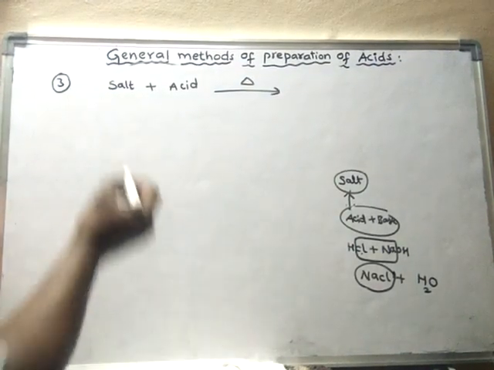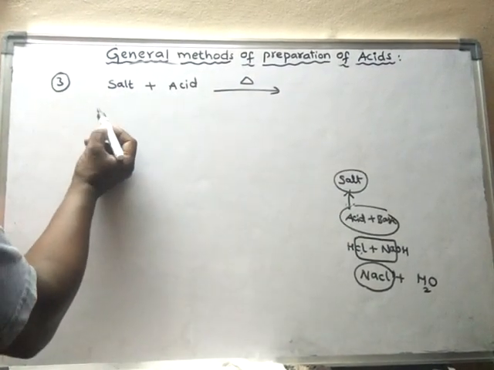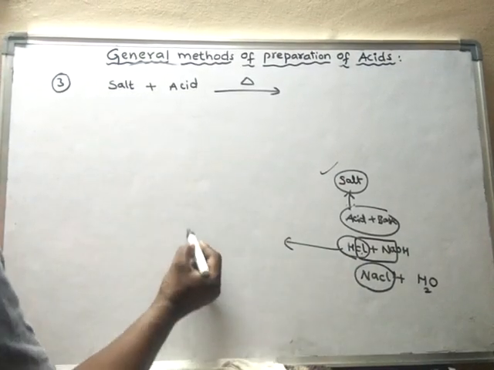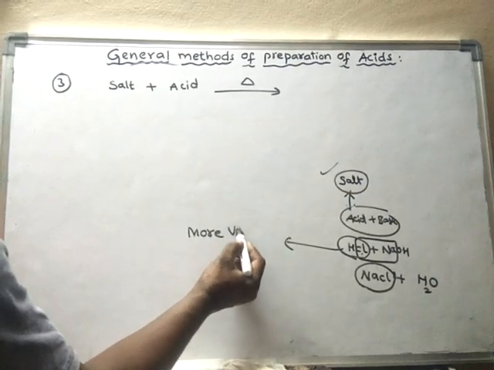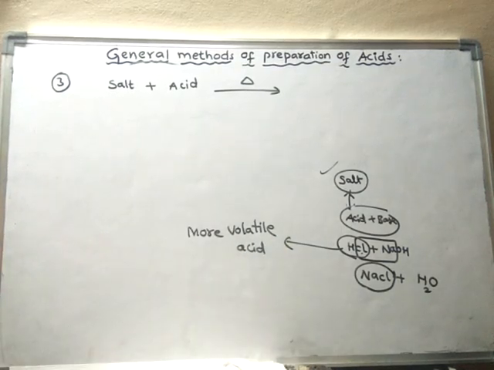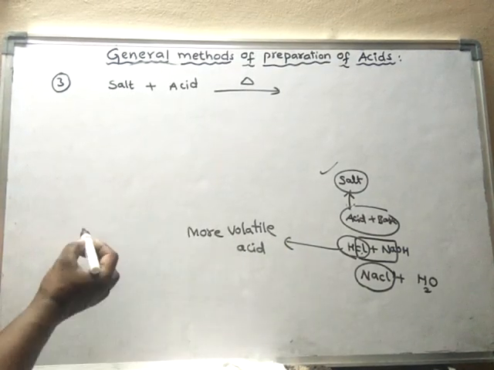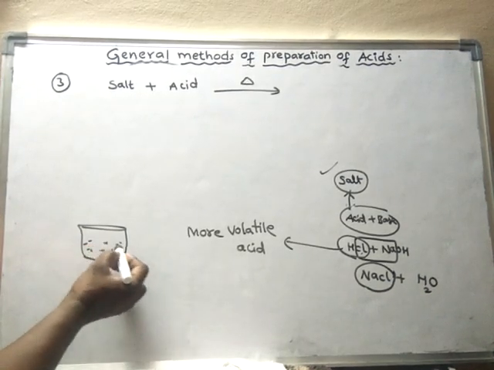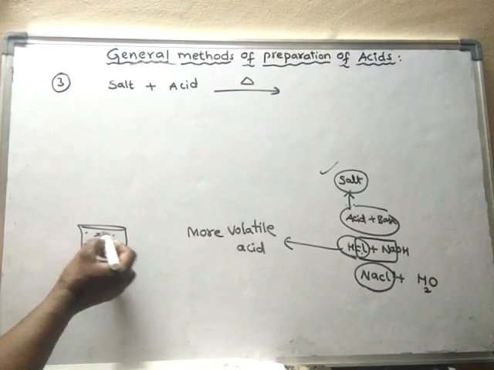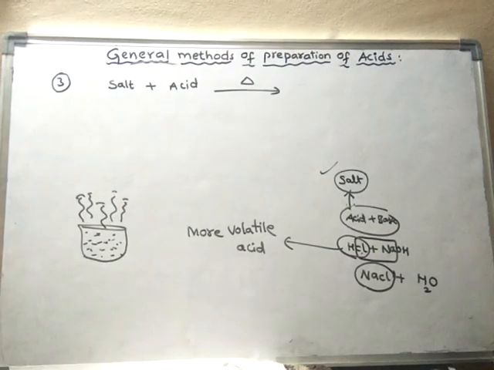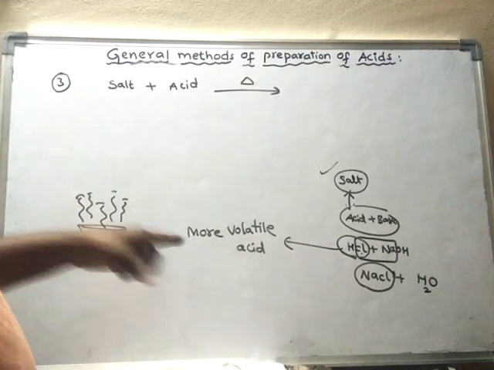The thing here is this salt should be obtained from a more volatile acid. What is the meaning of more volatile acid? That means if you take an acid, and that acid readily converts into vapor under normal conditions, then such acids are said to be more volatile acids.